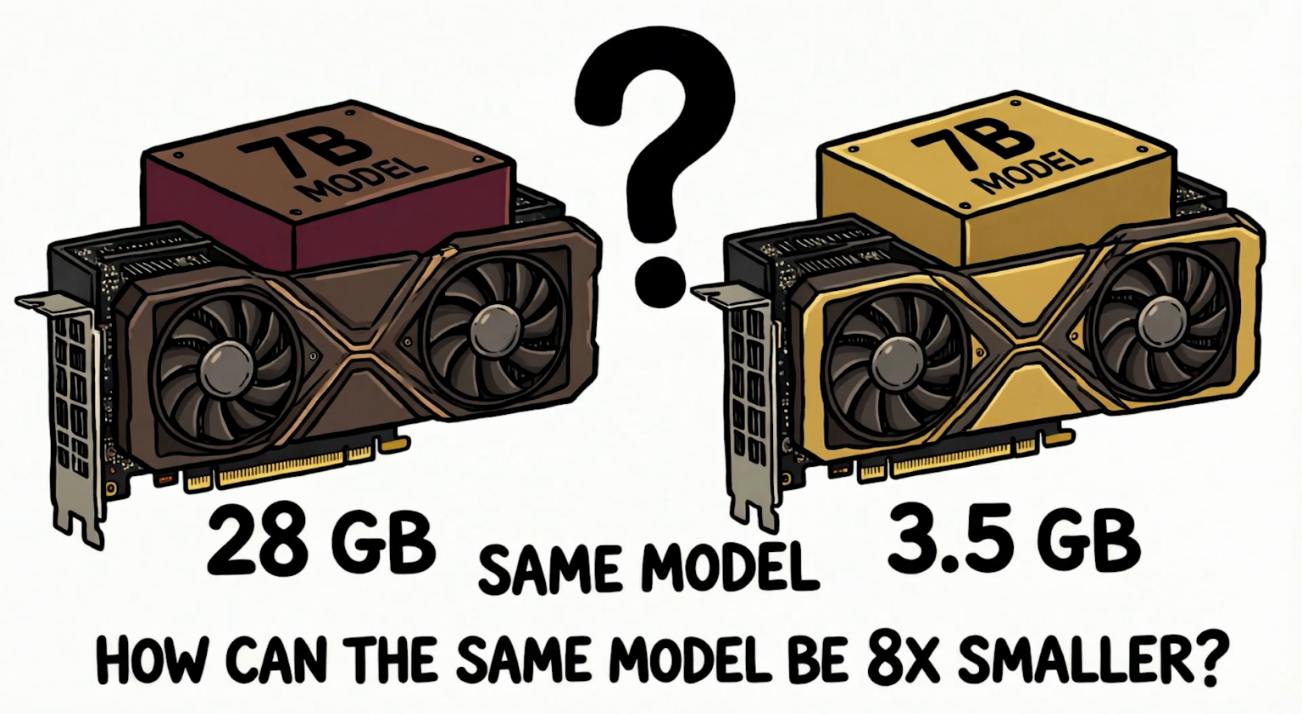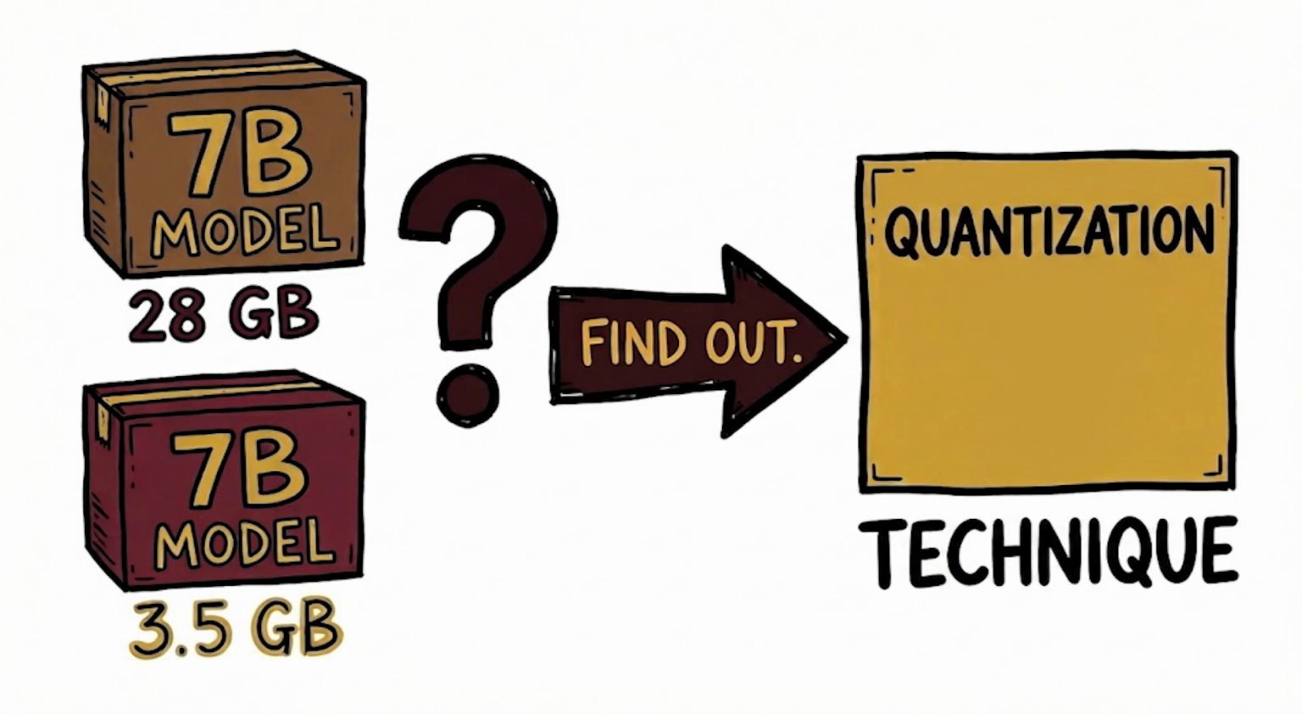And it raises a question you are probably already asking. How can the same 7 billion parameter model require 28 gigabytes in one format but only 3.5 gigabytes in another? That's exactly what the next chapter is about.